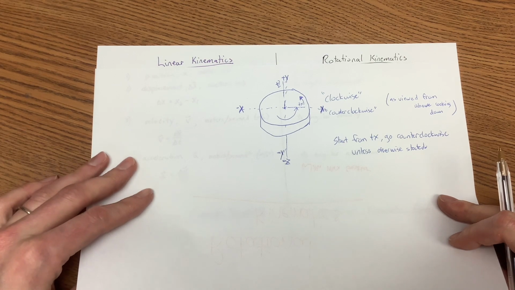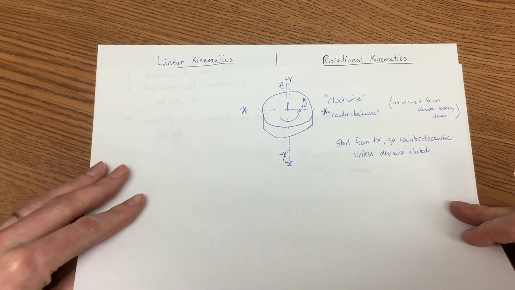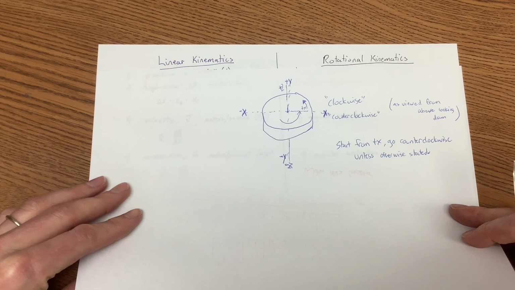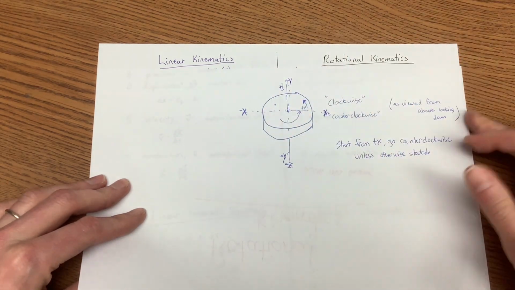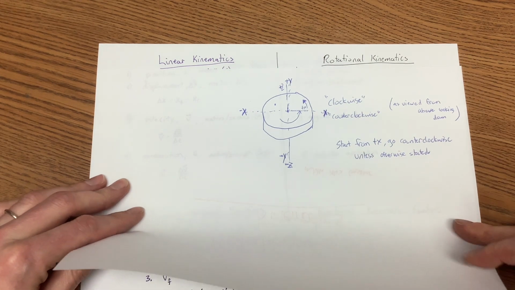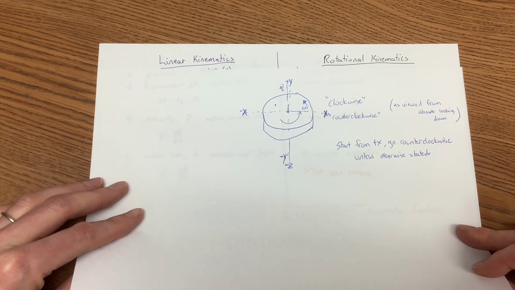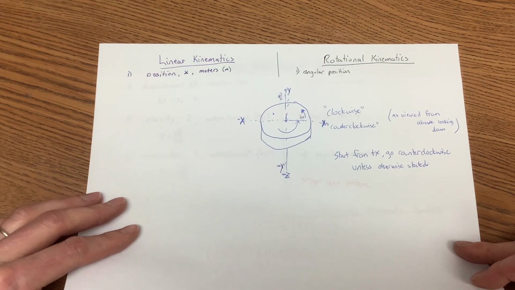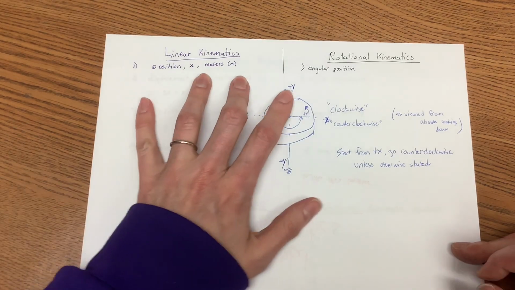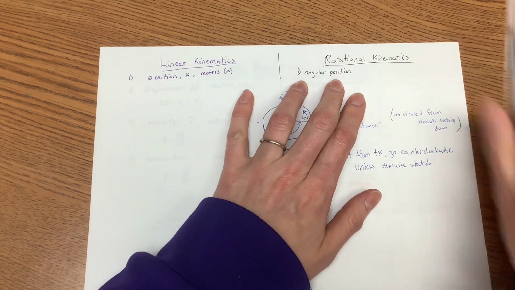We've got this object, and we're going to be talking about its motion. When we talk about the position of an object, and maybe there's a point P, we're talking about where the object is and what it's doing. Before, with linear kinematics, we talked about the position. We gave it the letter x, and we measured it in meters. Now we're going to talk about angular position.